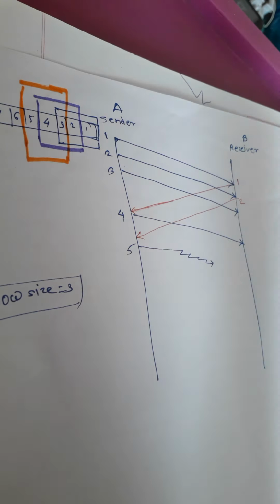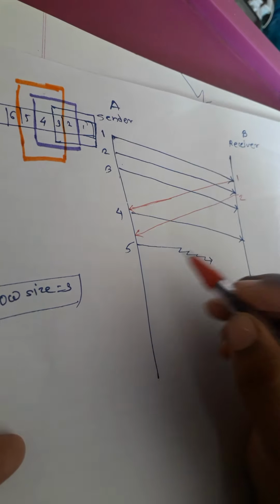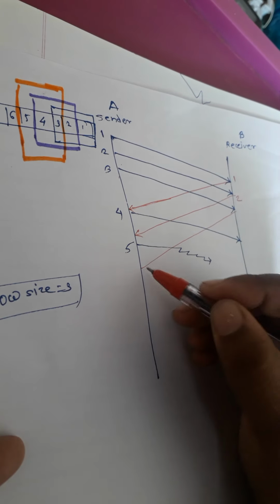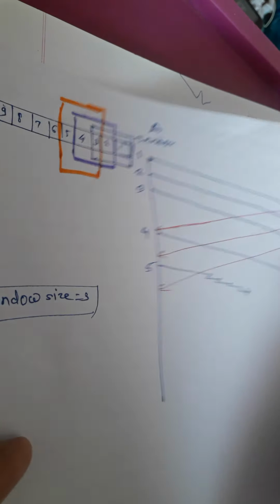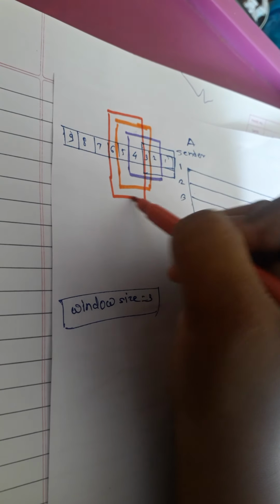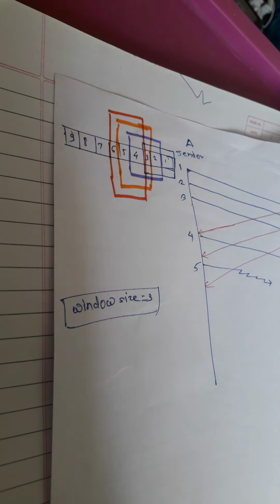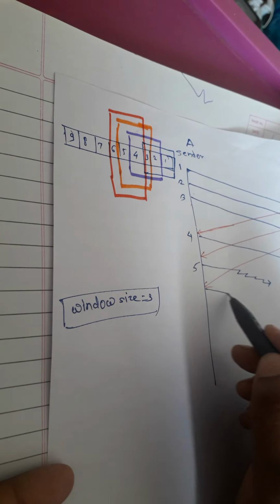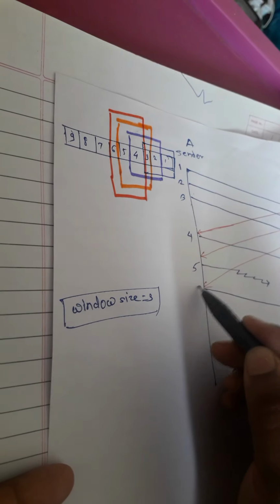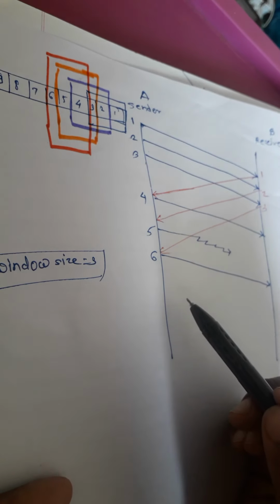Meanwhile, consider the third frame has been received and the receiver is transmitting the acknowledgement for the third. After receiving the acknowledgement for the third one, the window will move to the left. Now the window consists of the 4th, 5th and 6th frames. The 6th one is the new one, so the 6th frame will be transmitted by the sender to the receiver.